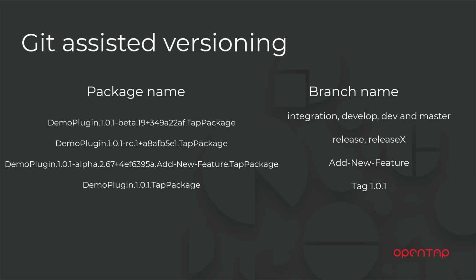If you are not using the Git Assisted Versioning, you can manually update the version in the package.xml file. Remember that this version should still follow the SemVer format.